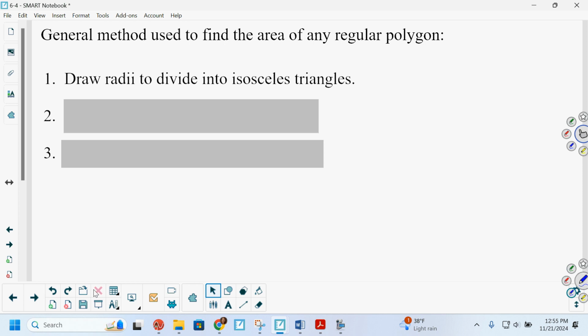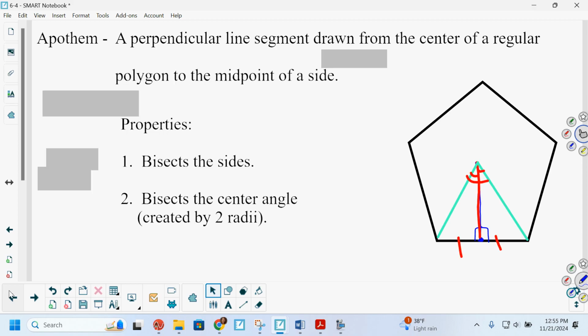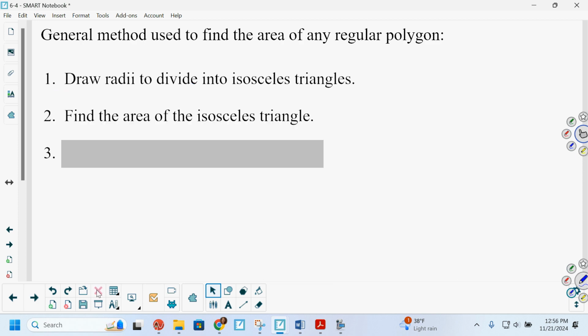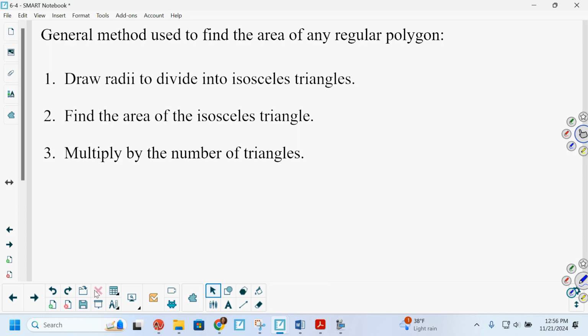that I can divide up the polygon into isosceles triangles. So if I look back here, all these radii are congruent. So I can divide up this pentagon into 5 isosceles triangles, because remember, each of these are congruent. So I've got 1, 2, 3, 4, 5 triangles. Next, I'm going to find the area of one of them, one of the isosceles triangles. And lastly, I just have to multiply the area by the number of triangles.